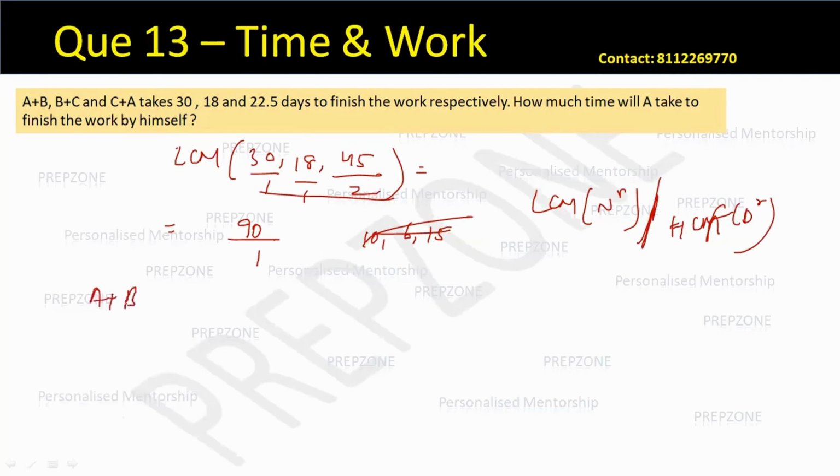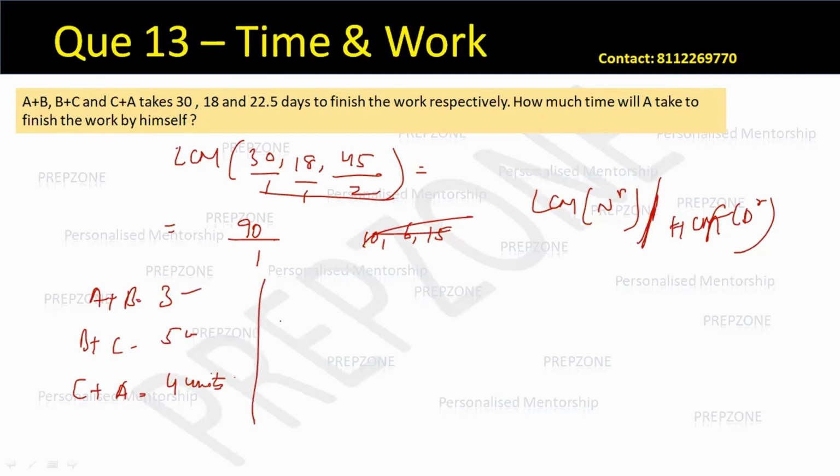plus B are doing the work in 30 days, right? Which means A plus B's speed is how much? It is 3 units per day. B plus C's is how much? It is 5 units per day. And C plus A's is how much? It is 4 units per day. Okay. And this is 4 units per day. This is 3 units. Okay.